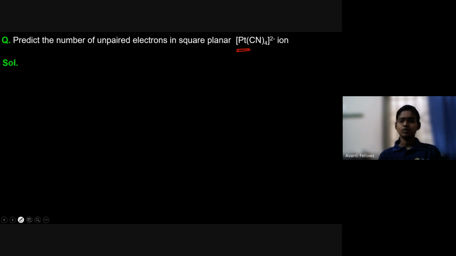What is the oxidation state of platinum? 0? No. Just try once again. I told you that platinum belongs to the nickel group. Hitashri is giving +2. Yes, Hitashri, your answer is correct.